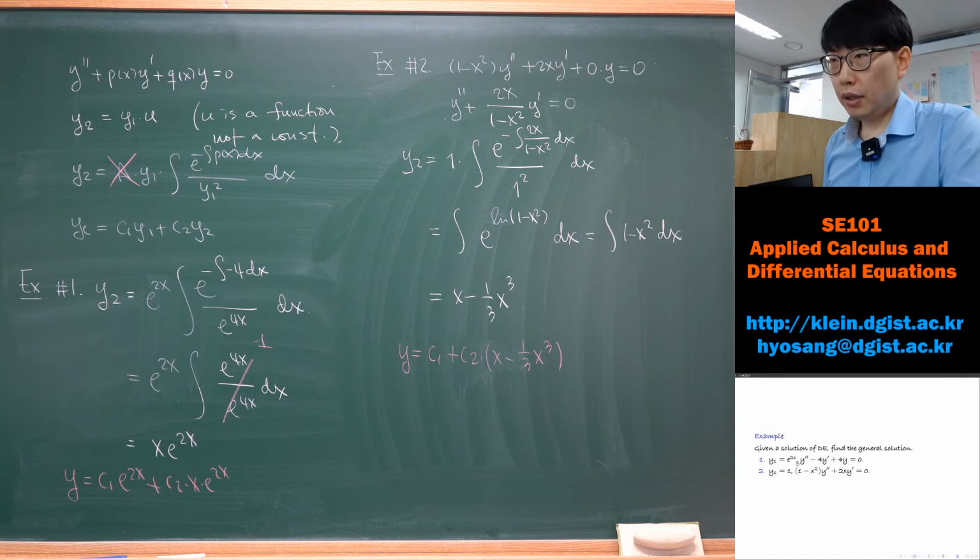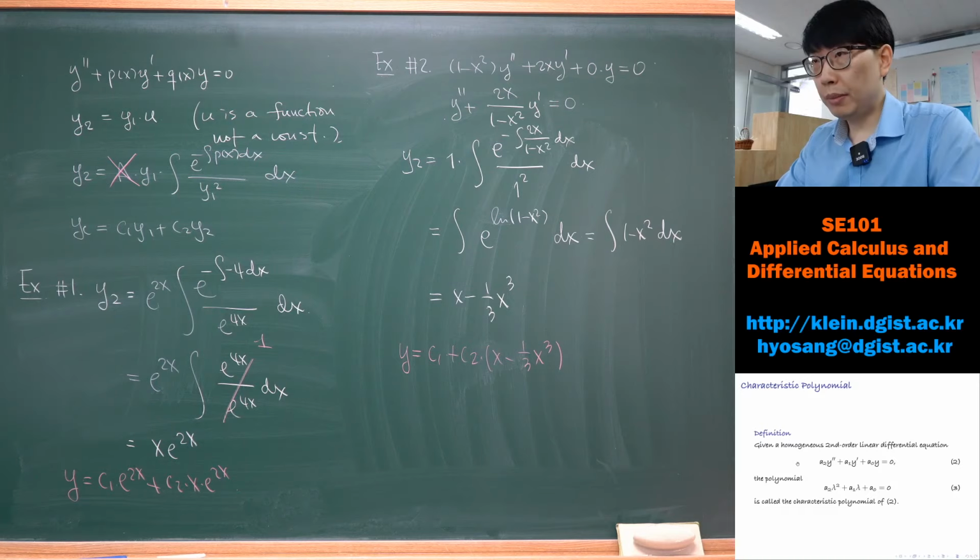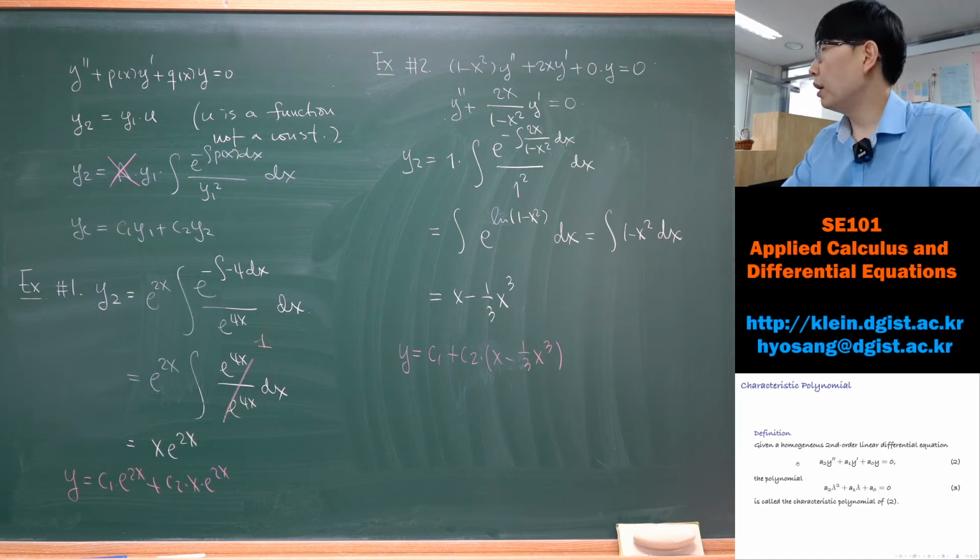Okay, let's look at the next method. So, characteristic polynomial. I think some of the students who did homework 1 found some of the materials on characteristic polynomial in the problem that I asked, to check the given formula is the solution of spring motion. And this is the method to actually find the solution.